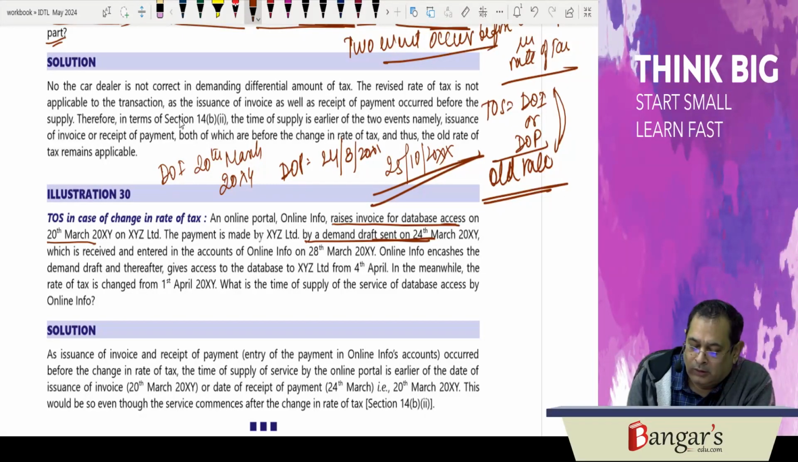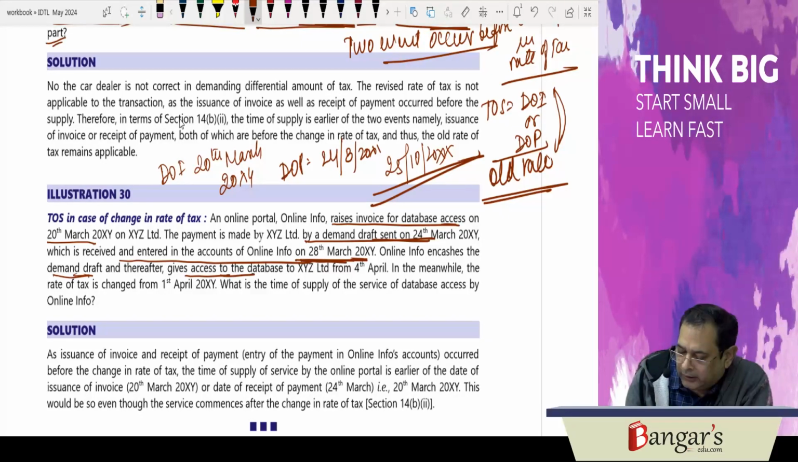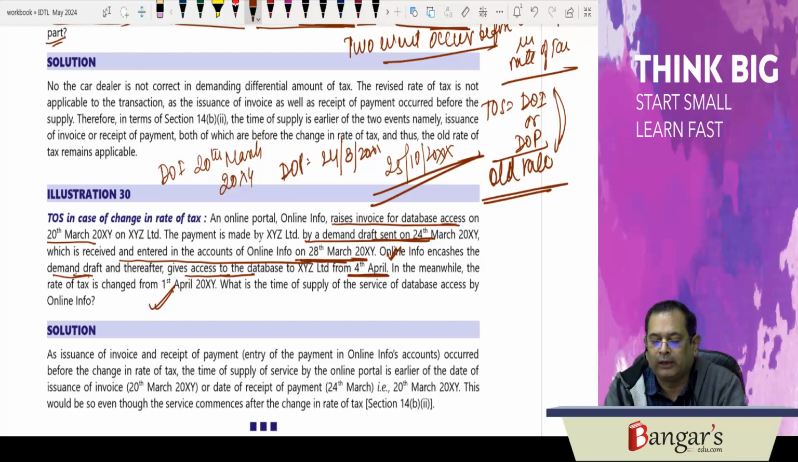Which is received and entered in the books of accounts of Online Info on 28th of March, and the same gets encashed. DD gets encashed. And thereafter they give access on 4th of April. In the meanwhile, the rate has been changed. Now, what is the time of supply?